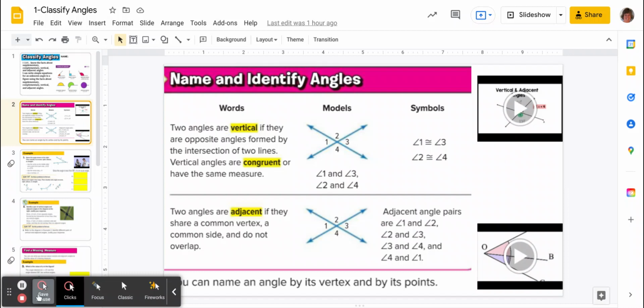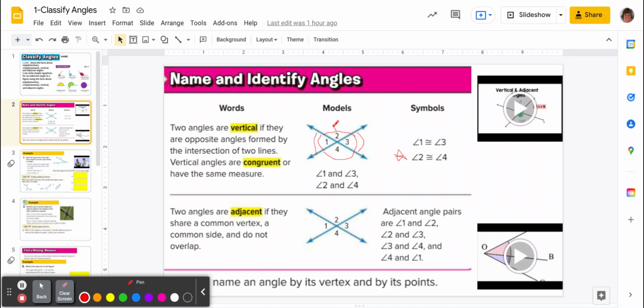All right, so we have a vertical angle. Vertical is going to be two angles that are exactly the same, but they are opposite of each other. So here we see that angles 2 and 4 are vertical. Angle 1 and angle 3 are vertical with each other. That means angle 1 is the same as angle 3. Angle 2 is the same measure as angle 4.